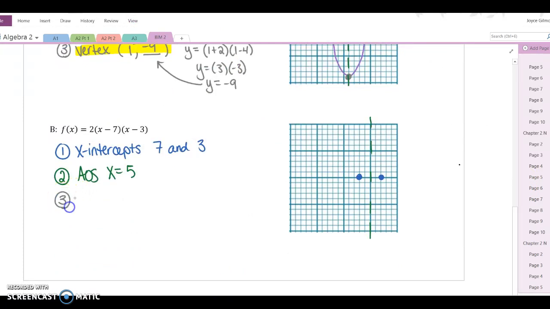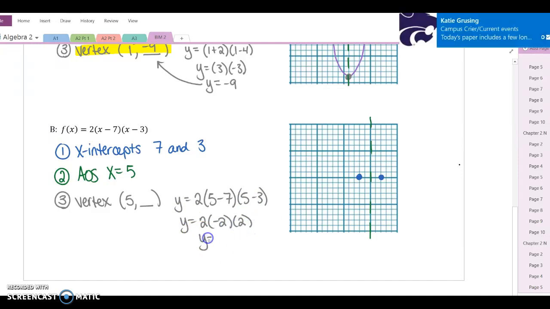Okay, Step 3, find your vertex. The first part of your vertex comes from your axis of symmetry. The second part you get from plugging in the first part. So 2 times 5 minus 7 times 5 minus 3, that would be 2 times negative 2 times positive 2, which is negative 8.